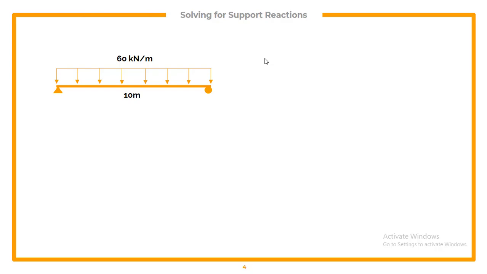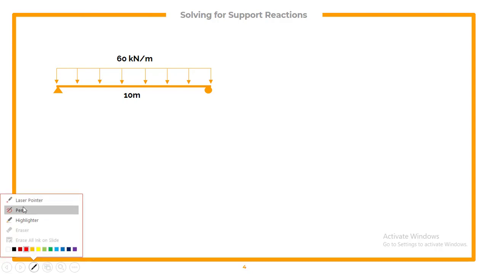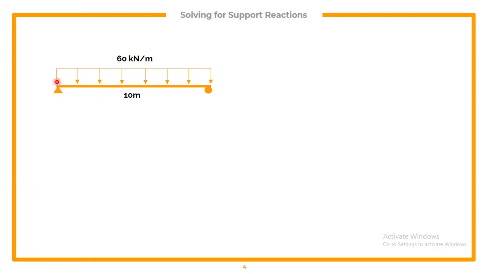Okay, so let's continue our discussion. Let's take example number 2. Here we have a simply supported beam again. But the loading applied to the beam is a uniformly distributed load. The load you apply is spread throughout the whole beam, every small portion of your span is already applied with a 60 kilonewton per meter load, and the span is 10 meters.